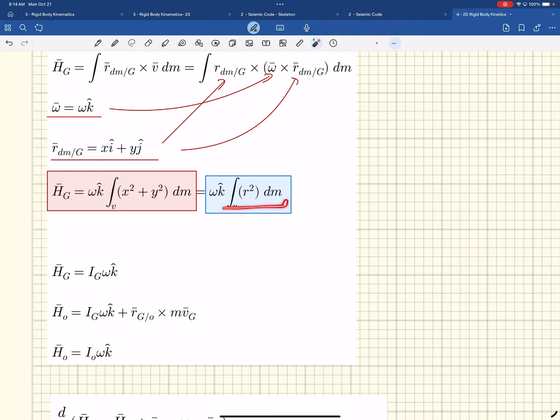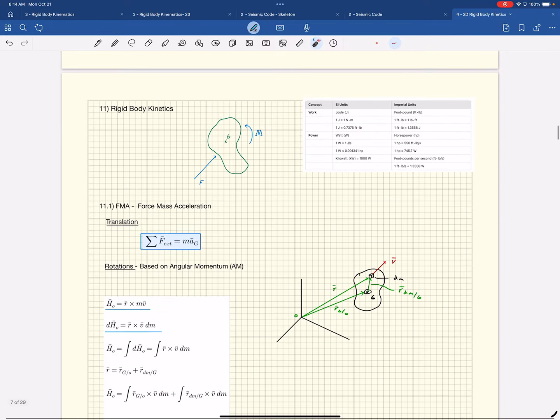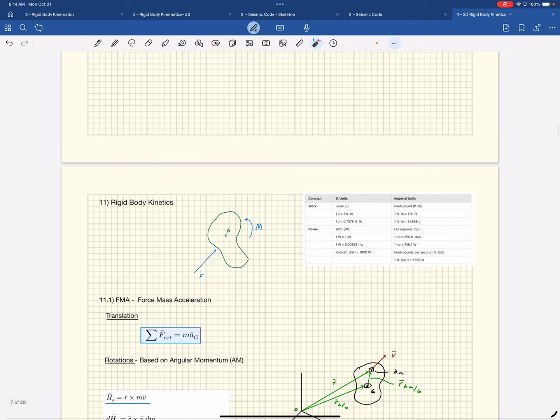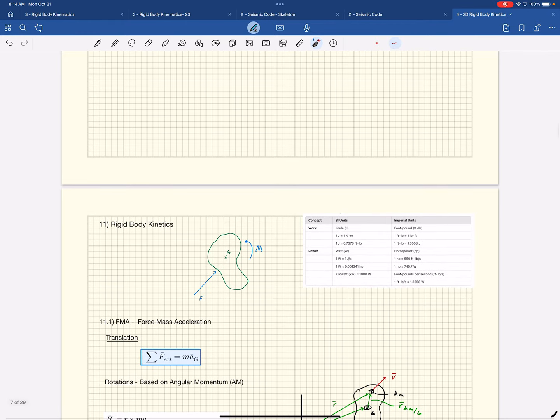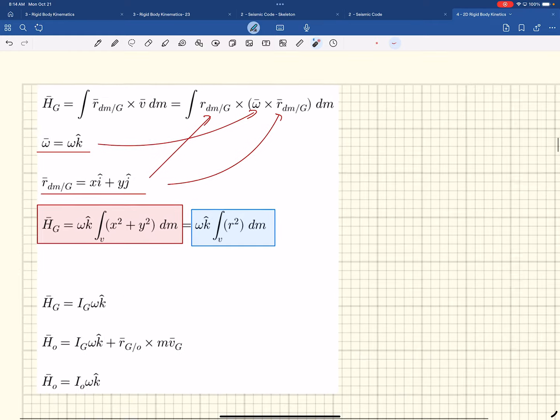Oh, Jermaine, what we got? We just did that right before we got into here. r squared dm. Mass moment of inertia. Good. That's good. That's the mass moment of inertia. Okay. I like that game, right?